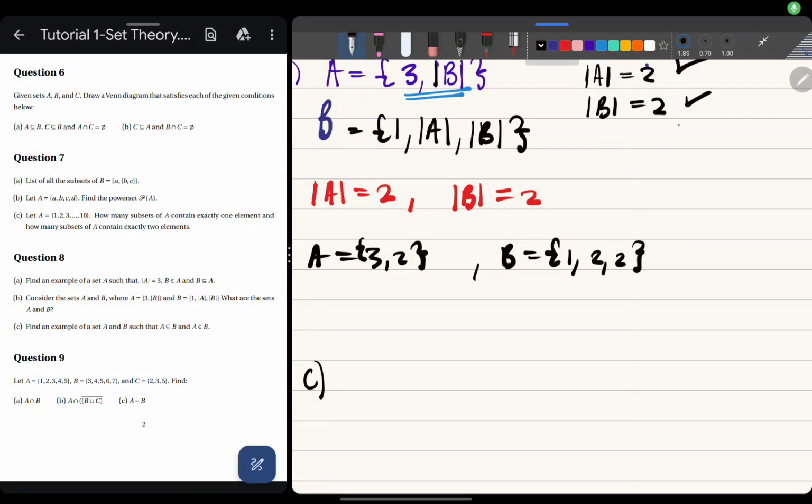Do part C now. It says find an example of set A and set B. That's now a different question again. Remember, don't try to make the move from one to the next, okay? This is now another question.